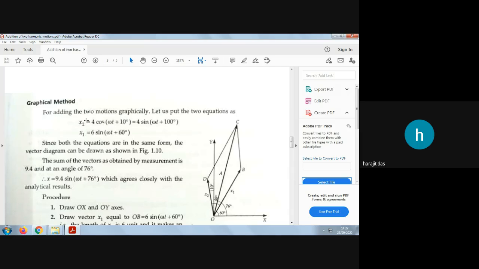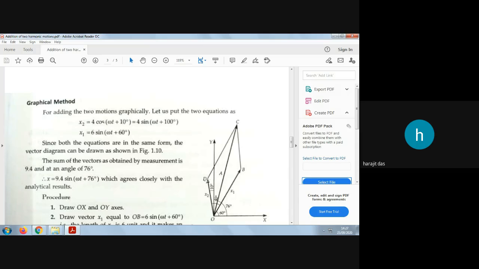Now the second curve, which has an amplitude of 4. From here we will draw 4 at an angle of 100 degrees. Earlier the first vector was at an angle of 60 degrees, now the angle will be 100 degrees. So this is 90 degrees, and we will add 10 degrees here. Then we will draw this 4, 4 units or 4 centimeters.